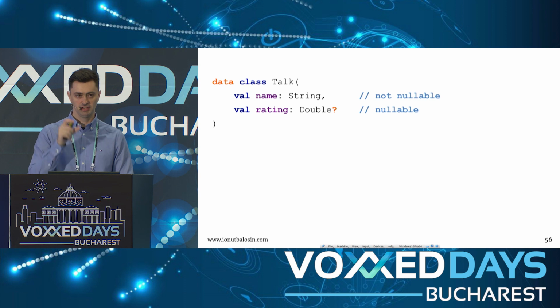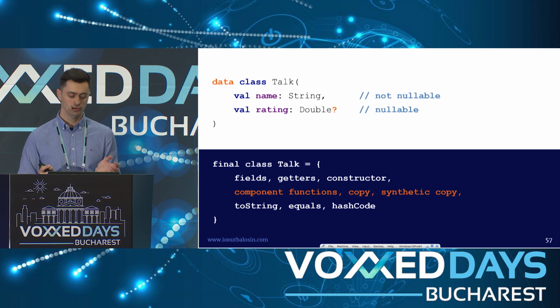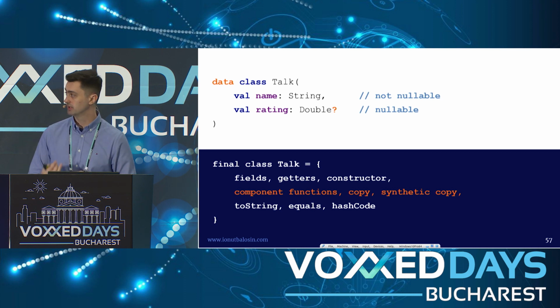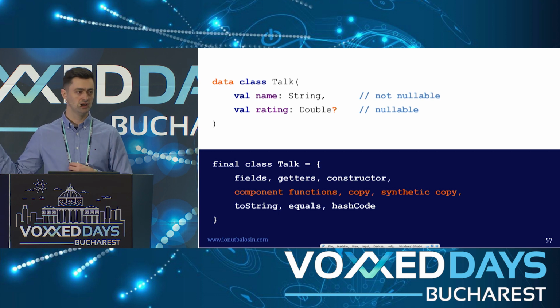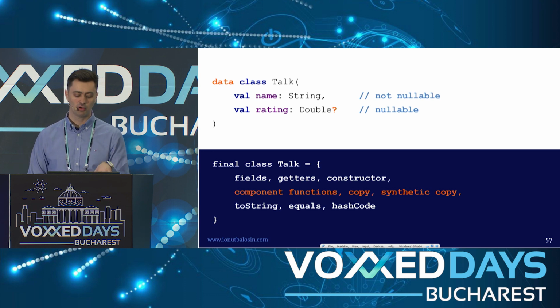In this case, if it is a data class, Kotlin generates a lot of methods for you, besides the getters, constructor, toString, equals, and hash code. Those ones are generated only if the class is a data class. It also creates the component functions, copy, and synthetic copy. And these are very useful.